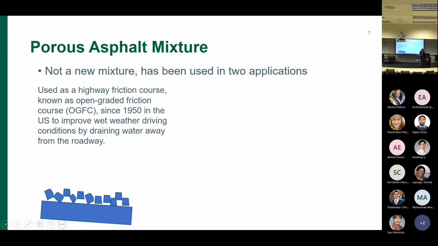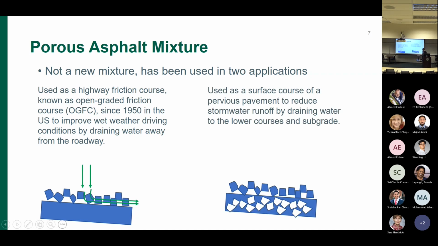For this application, you can see that the OGFC layer is placed on top of some underlying dense graded asphalt mixtures or pavement layers. When rain falls down to the surface of the pavement, the high permeability of the OGFC layer will allow the water to move quickly away from the pavement surface, so that the water film thickness is reduced, and the hydroplaning potential is reduced.